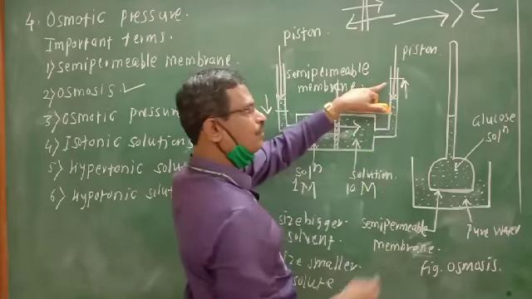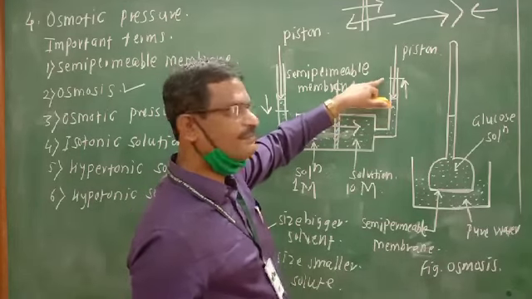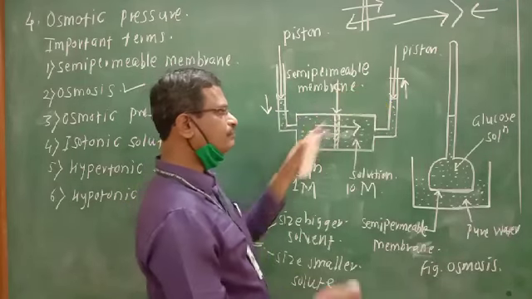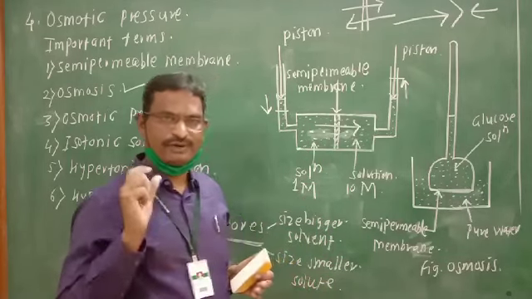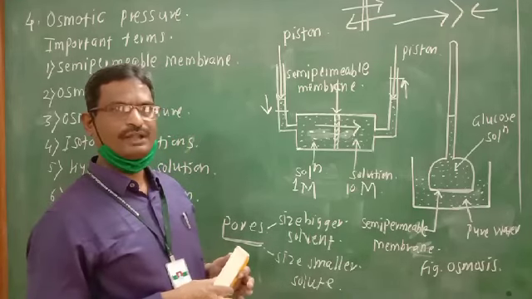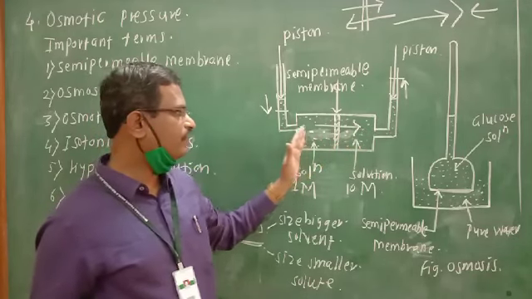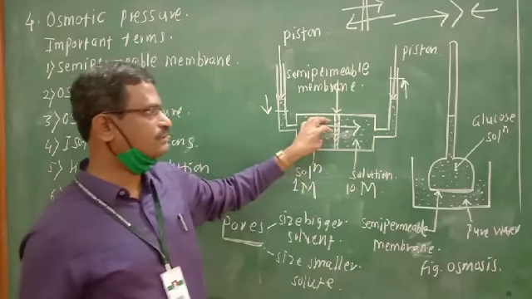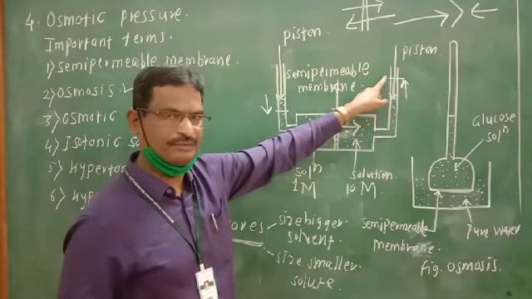Therefore, this piston goes up. Because of higher osmotic pressure, the level of this piston rises. And as this level rises, osmosis takes place. Osmosis is a continuous process. So, spontaneous and unidirectional flow of solvent from a pure solvent compartment to the solution compartment, or from a lower concentrated solution to the higher concentrated solution, is known as osmosis. Due to osmosis, this piston comes down, whereas this piston goes up.